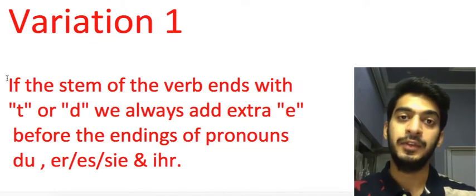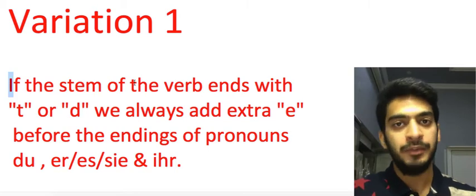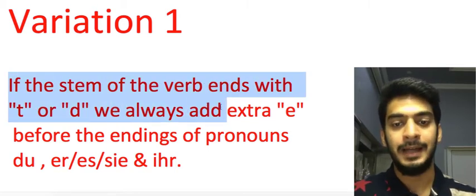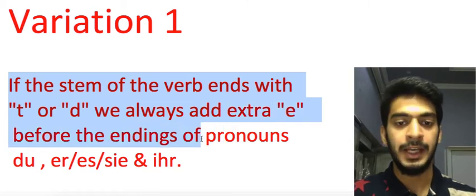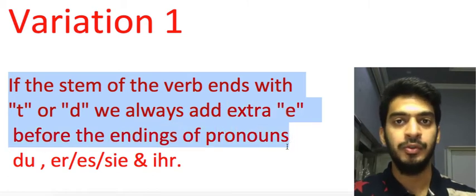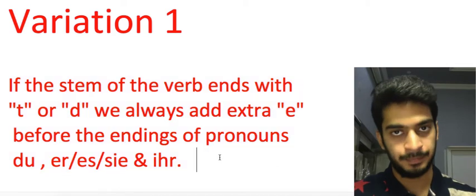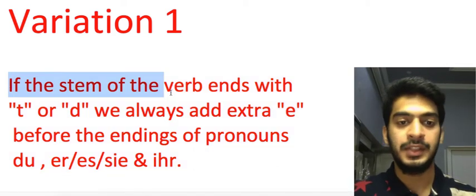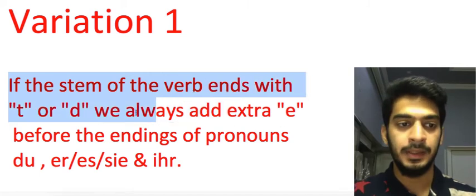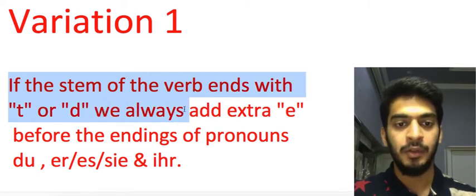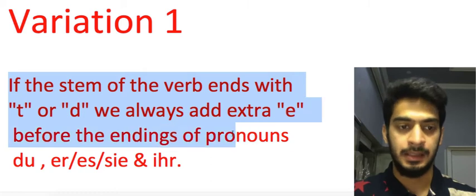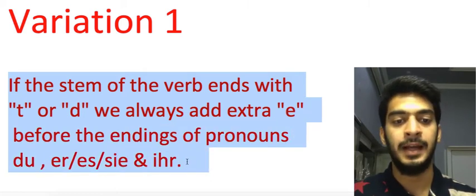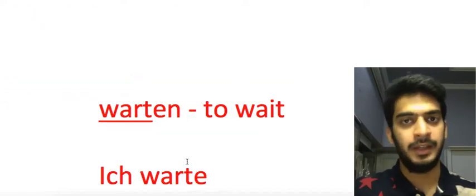Now we have the first variation. If the stem of the verb ends with t or d, we always add an extra e before the endings of pronouns du, er/sie/es and ihr. I'm repeating this again, this is very important. If the stem of the verb ends with t or d, we always add an extra e before the endings of pronouns du, er/sie/es and ihr. We have an example here.